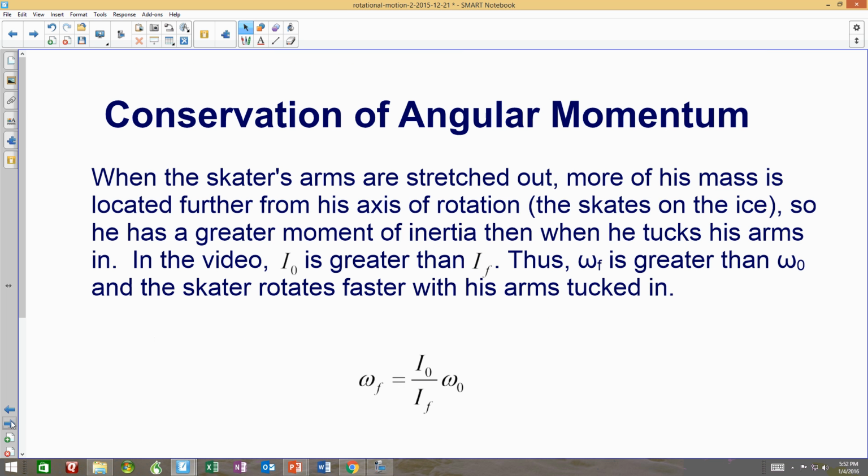Okay, let's see what we have. When the skater's arms are stretched out, more of his or her mass is located further from the axis of rotation, which happens to be the skates. So he or she has a greater moment of inertia when the arms are out than when they tuck their arms in. In the video, the initial moment of inertia is greater than the final moment of inertia. Thus, the final angular speed has to be greater than the initial angular speed, and the skater rotates faster when the arms are tucked in versus spread out.